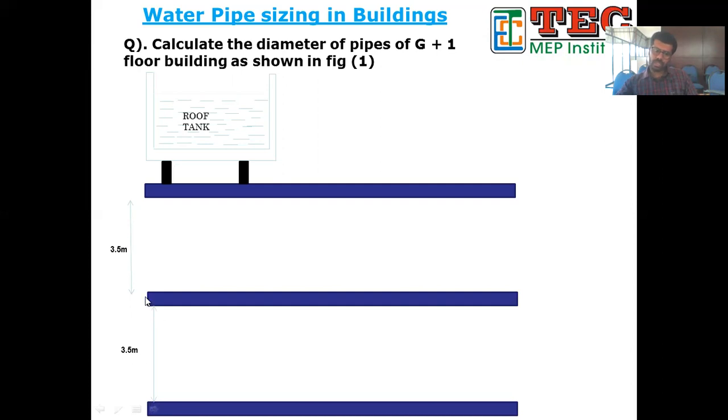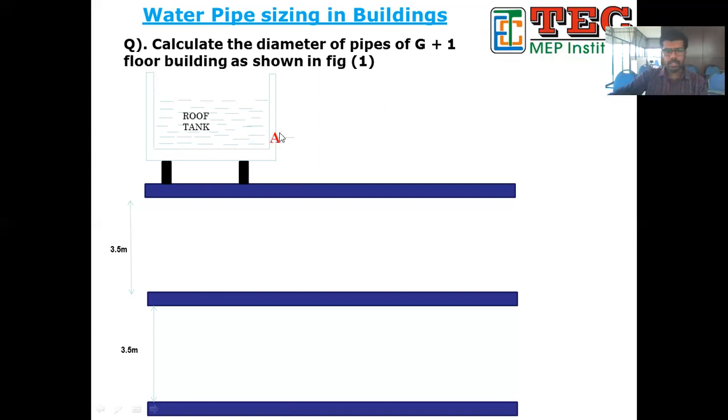This is the ground floor, this is the first floor, and this is the roof. On the top of the roof, a roof tank is given. I have already said that this roof tank should be elevated so as to get proper pressure to the first floor. So at least we recommend a 3-meter height itself. Otherwise, you have to have a pressure pump. So the height is given as 3.5 meter.